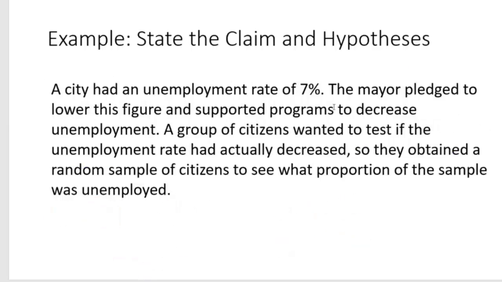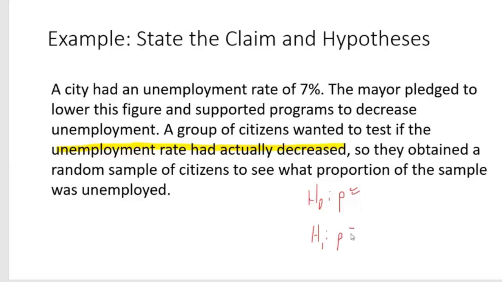Let's look at this one. A city had an unemployment rate of 7%. The mayor pledged to lower the figure and supported programs to decrease unemployment. A group of citizens wanted to test to see if the unemployment rate had actually decreased. So they obtained a random sample of the citizens to see what proportion of the sample was unemployed. Okay, so we're going to have a null hypothesis and an alternate. Since we're dealing with percentages, this is P. The null is always P is equal to.